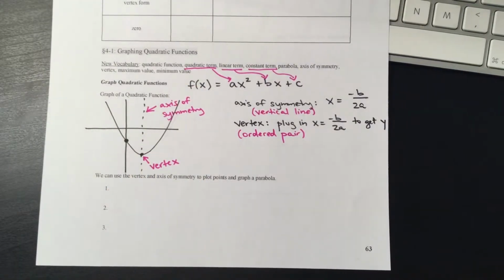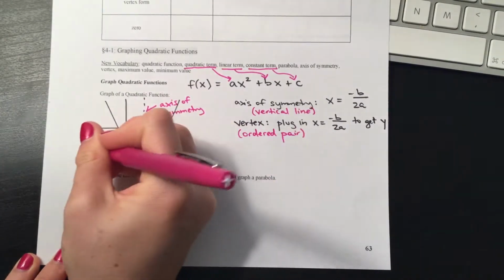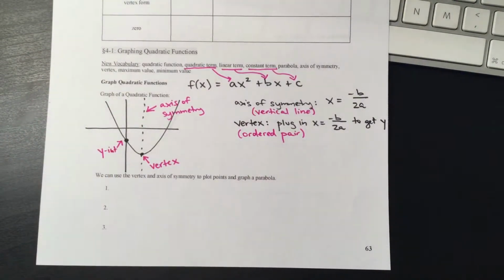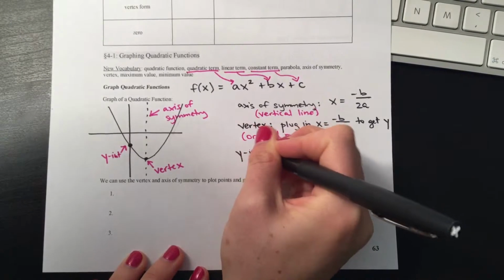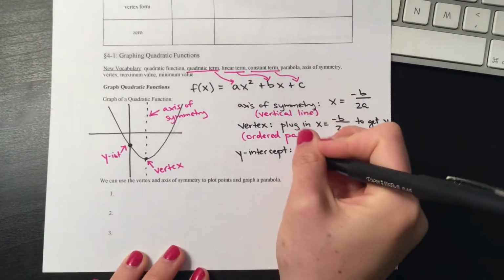All right, and then the last little feature you want to find is this point right here. That point's the y-intercept. Y-intercept is super easy to find. Remember, just like we did with lines, if we were trying to find a y-intercept, we plugged in 0 for x, so it's just as easy here. So our y-intercept, you plug in 0 for x.